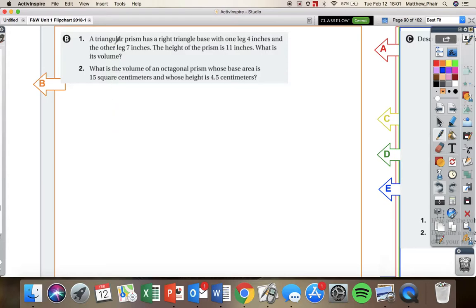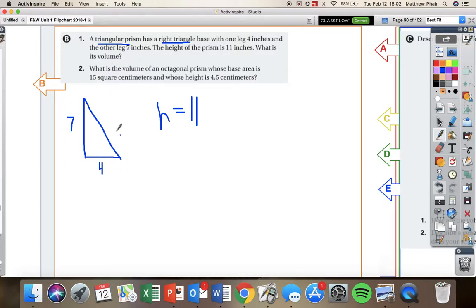All right, so we're talking about a triangular prism. When it talks about legs and a right triangle, that's just saying that the legs are the two parts that make up the right triangle. So we have one leg that was 4 and one leg that was 7, and then the diagonal or the hypotenuse for you here. And I know the height of the prism is 11 inches. I'm really bad at drawing triangular prisms because they're really hard. So I'm just going to say the height is 11. For what is its volume?